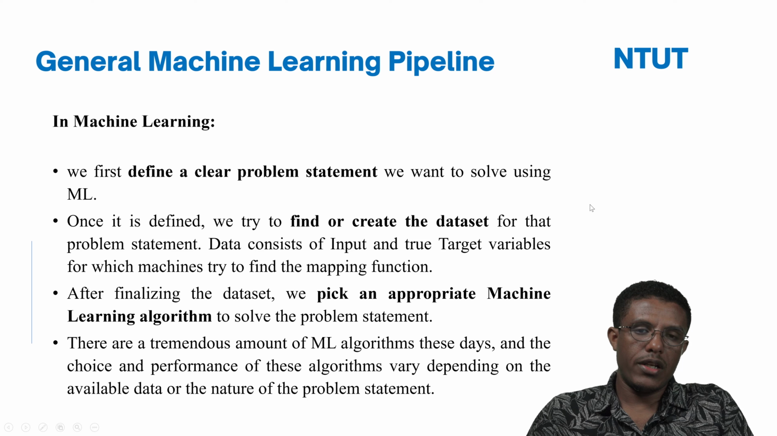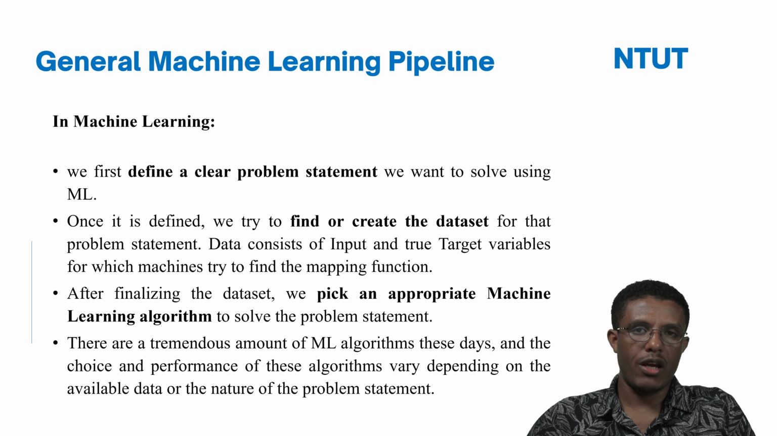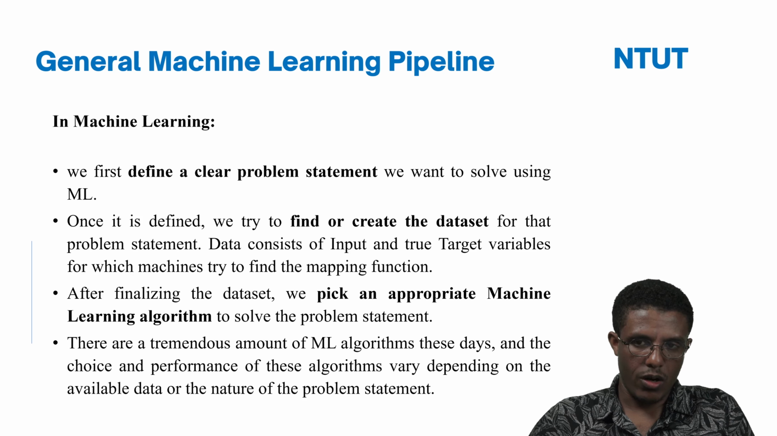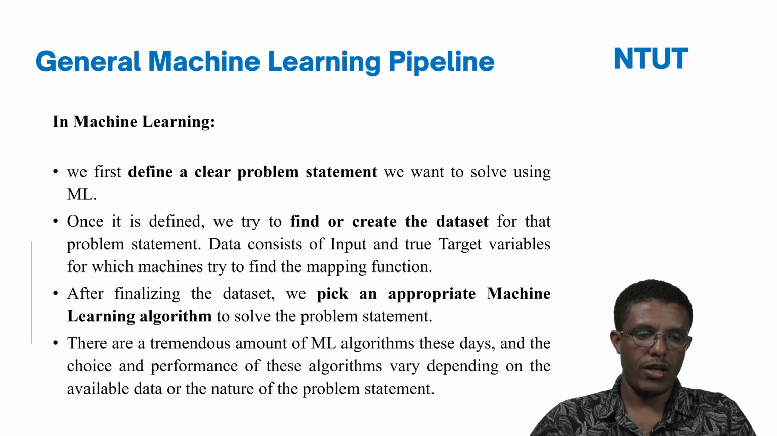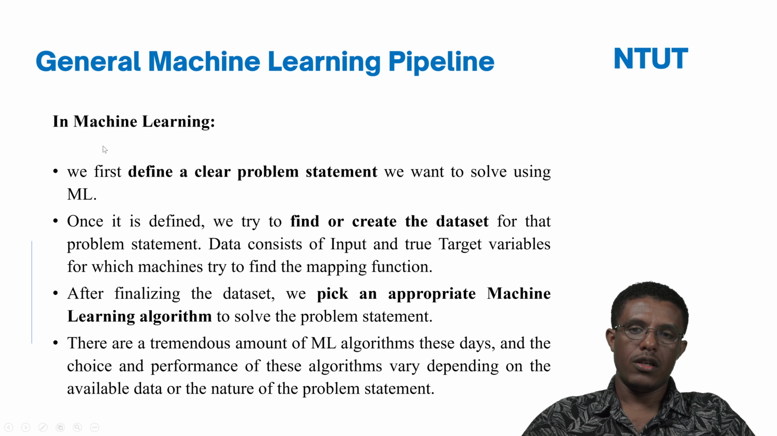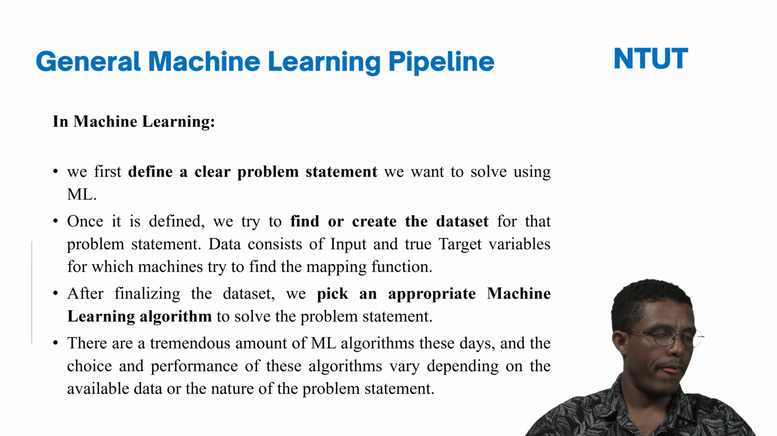So in general, machine learning pipeline. In machine learning, there are different procedures to determine which type of machine learning algorithm we use for our problem. To determine that, we need to follow some steps to determine which algorithm is more specifically used for our problem or our task. The first procedure is that we first define a clear problem statement we want to solve using machine learning.